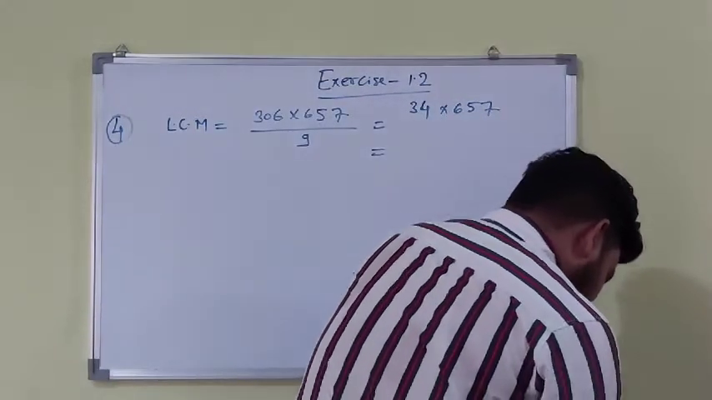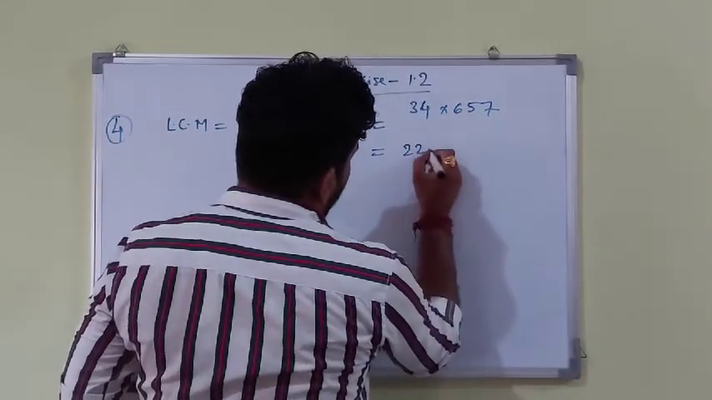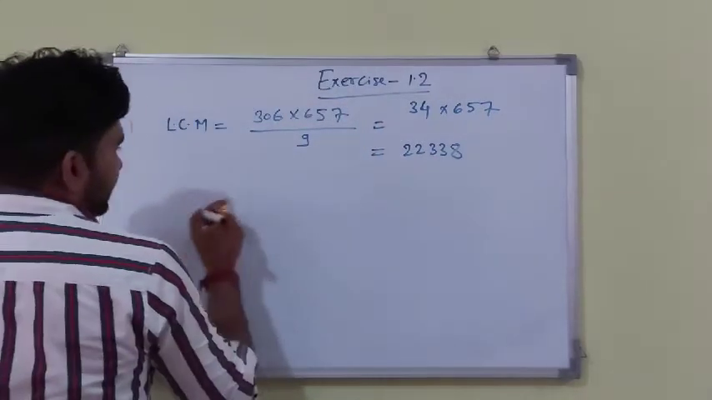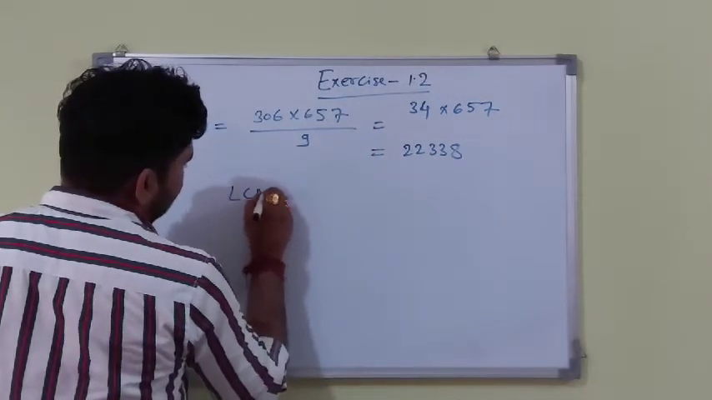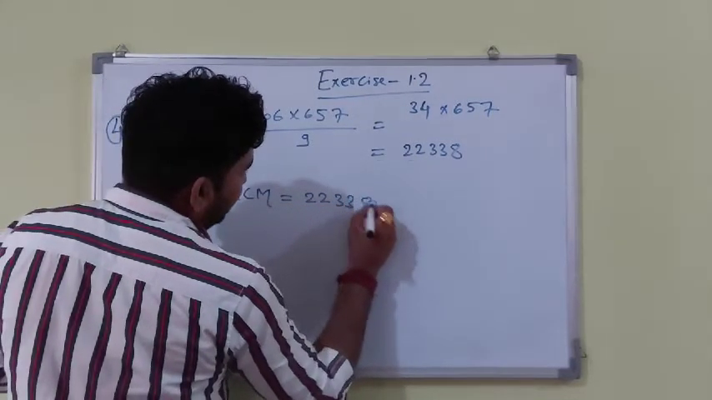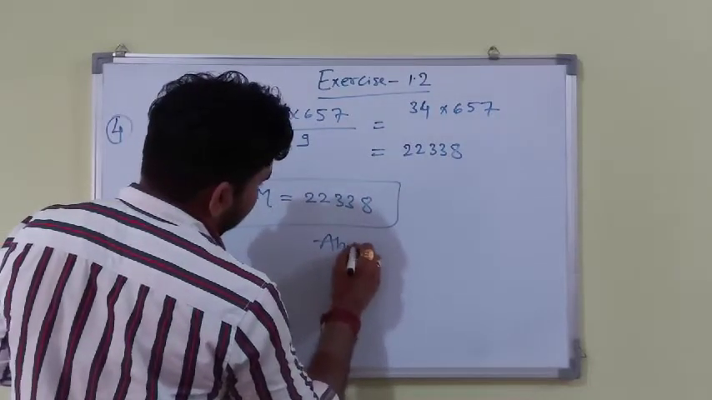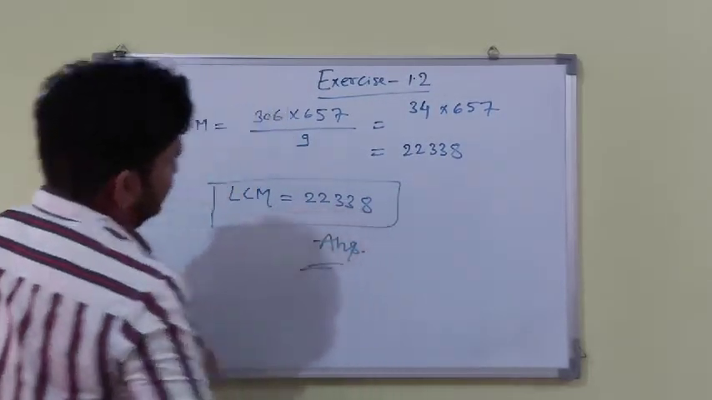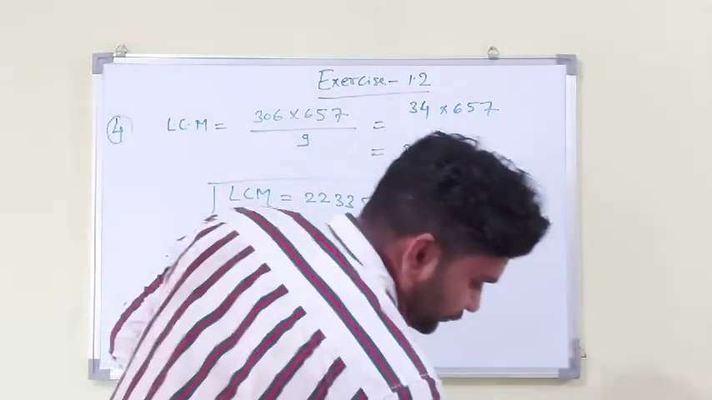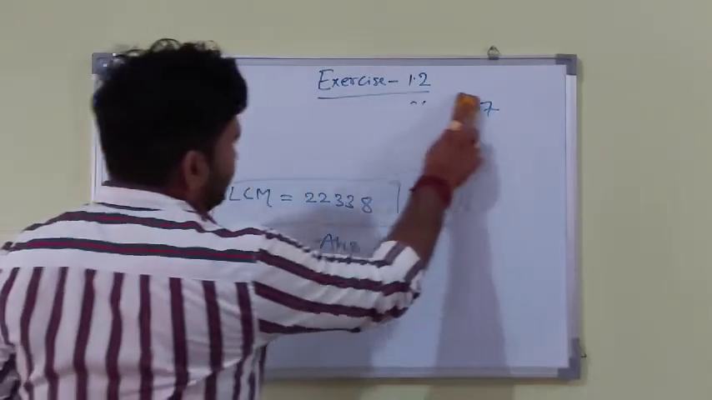Then we get the number 22338. 22338 is the final answer of this. That is why LCM is equal to 22338, which is our answer of this question. Okay, dear students, this is the final answer of this question. Next we proceed to the next question.